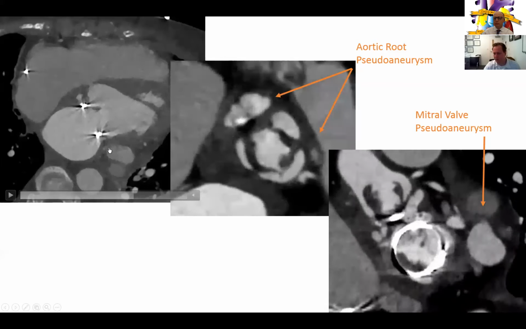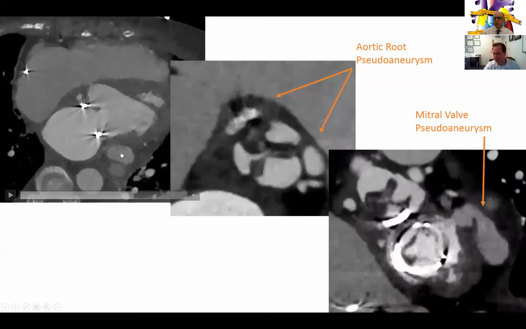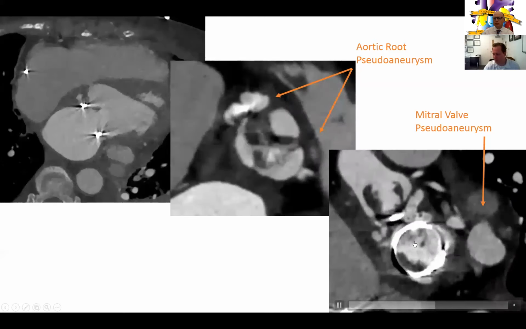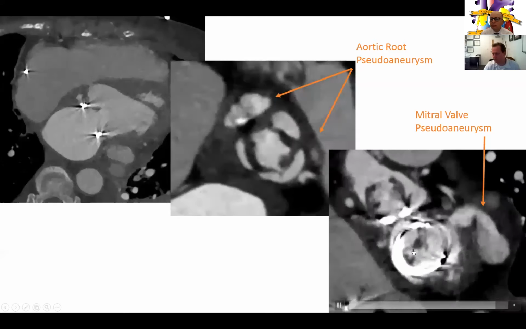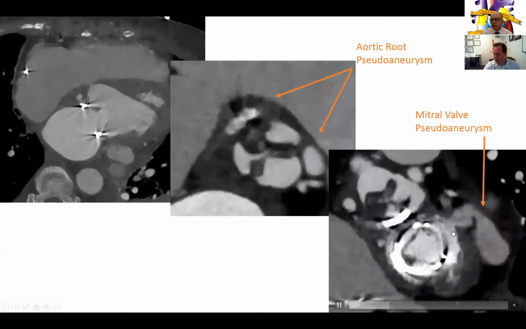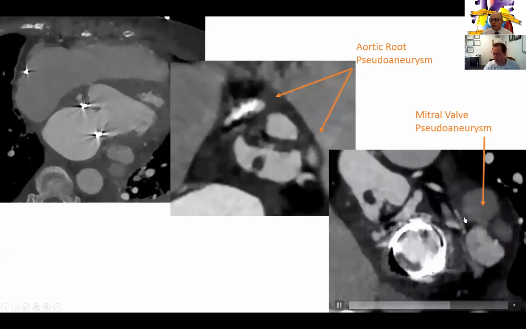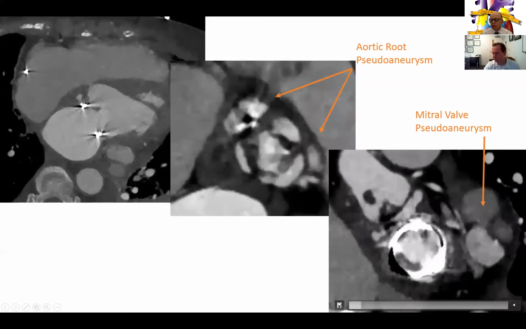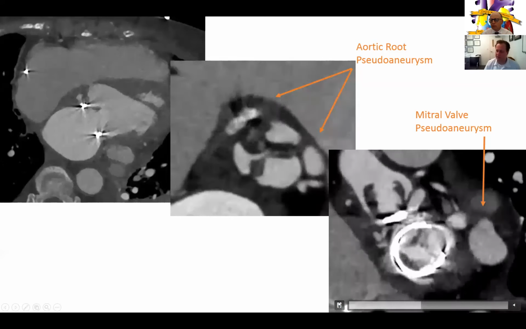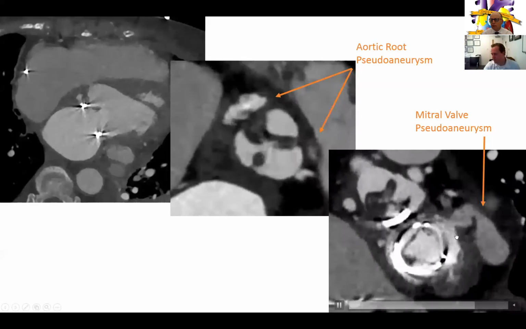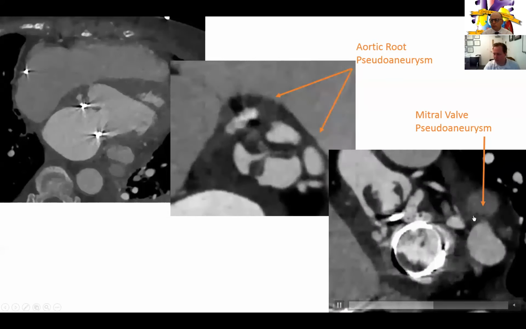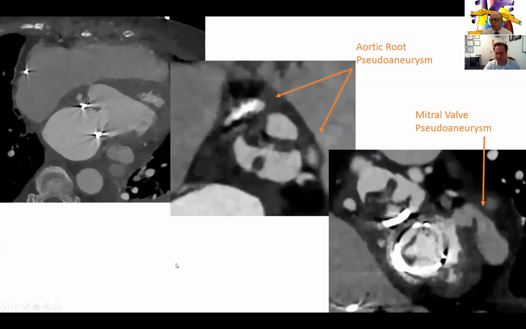And you also see this contrast-filled outpouching here posteriorly. And if you reconstruct this, you can see this abnormal thickening and vegetations on the bioprosthetic mitral valve. But you also see this pseudoaneurysm here, sort of lateral or inferolateral to the bioprosthetic mitral valve. And so this would be potentially a bit difficult to visualize with TEE. And again, the CT really highlights the pathology quite clearly.